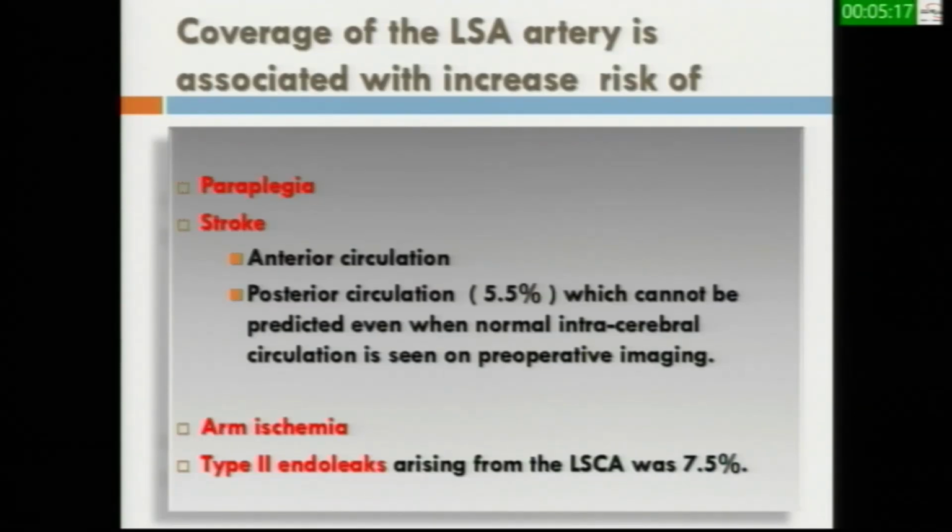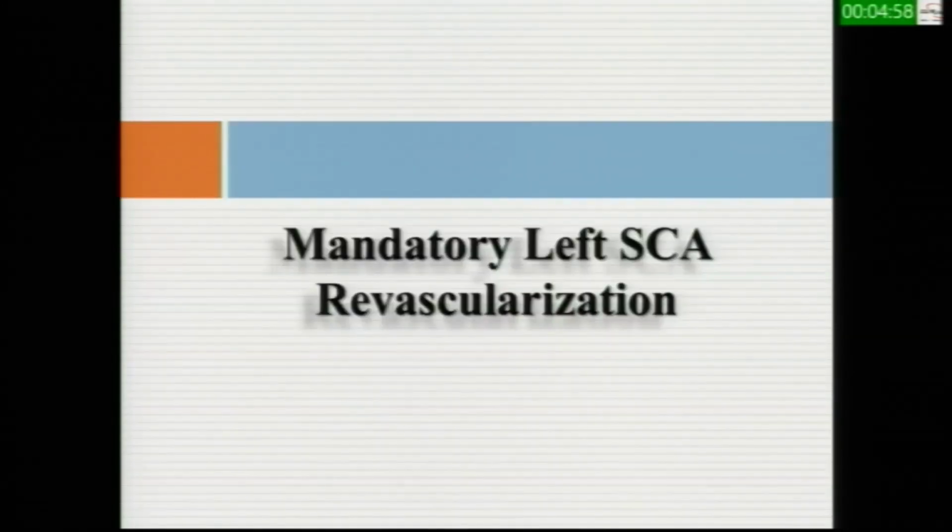The coverage of the subclavian artery is associated with many complications like paraplegia, stroke, either affecting the anterior or posterior circulation, even if the imaging preoperatively shows that the intracranial circulation is intact, arm ischemia, and type 2 endoleak, which might be up to 7% of cases.